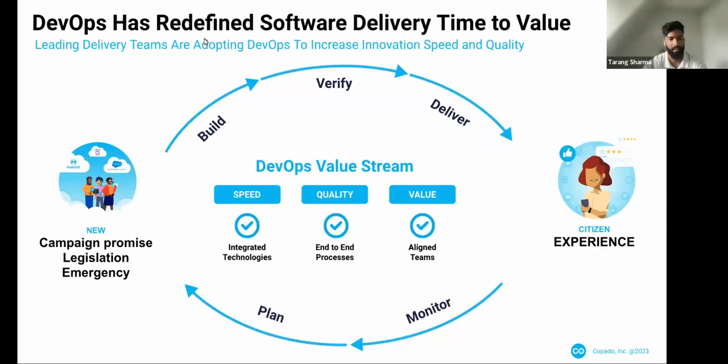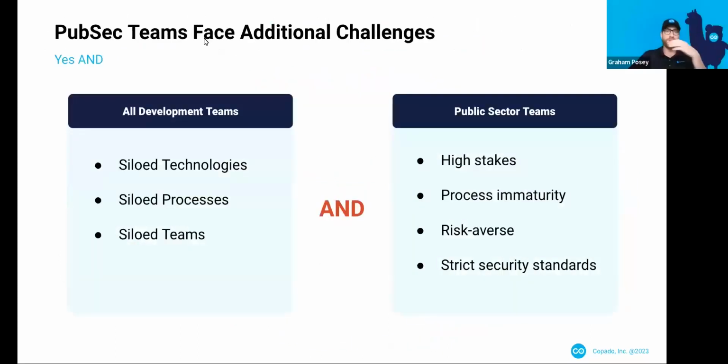So I think we skipped over one slide. If you can go back, Graham. Oh, I apologize. Yeah, perfect.